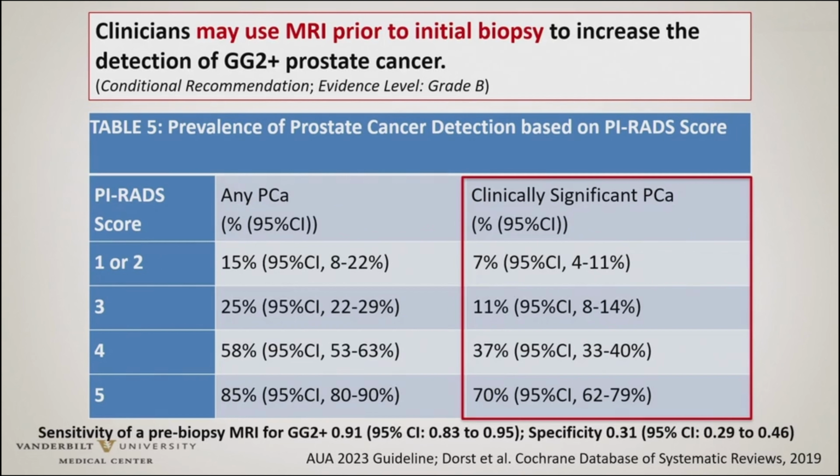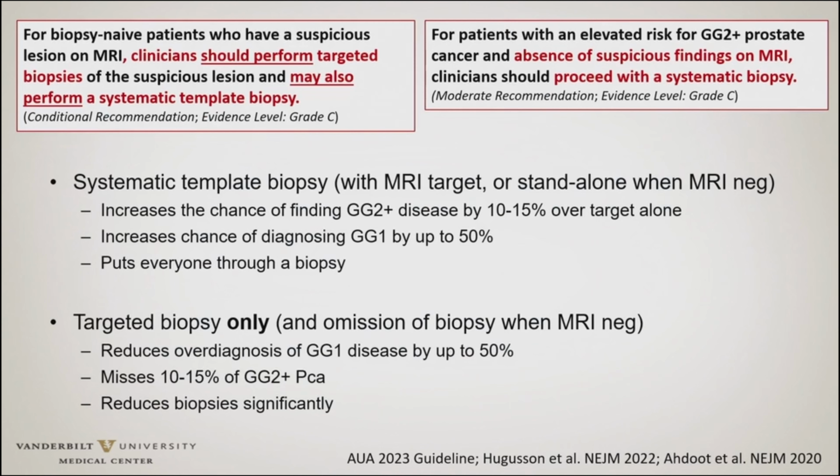And what you can see is that risk of clinically significant cancer is correlated with this PIRADS score. So 1 or 2 is essentially a negative MRI, and the likelihood of finding clinically significant prostate cancer there is very low. As you go up to PIRADS 3, it's about 11%. About a third of people with PIRADS 4 will have a clinically significant cancer, and about 70% of people with a PIRADS 5. So we're using it to increase the detection of grade group 2 disease.